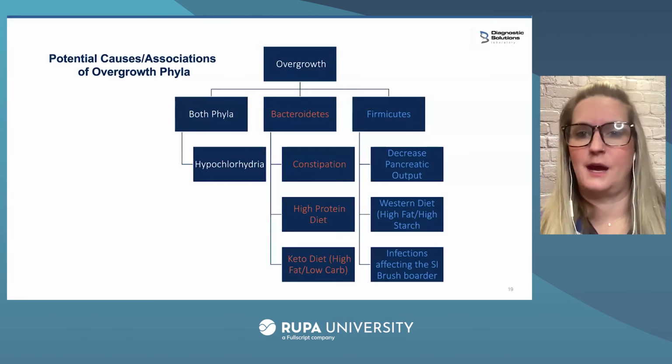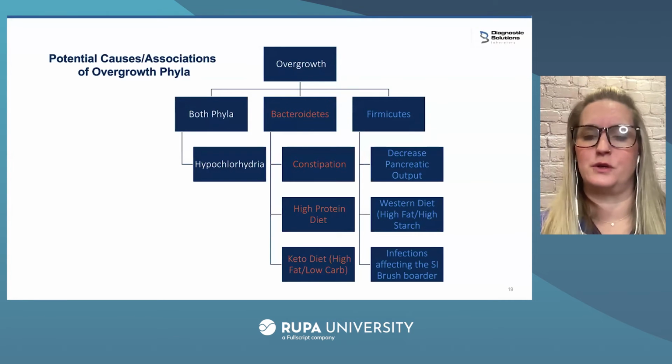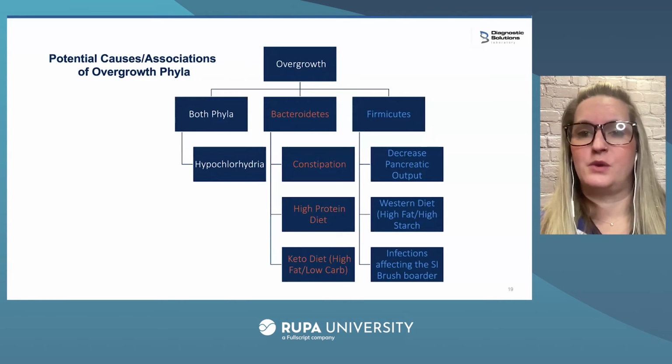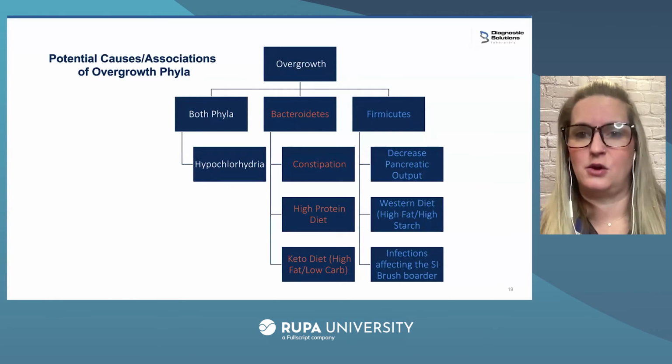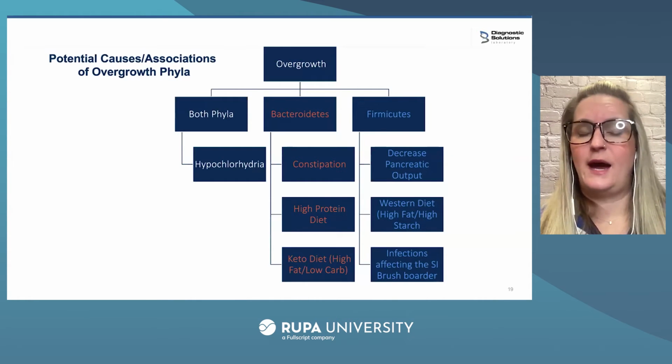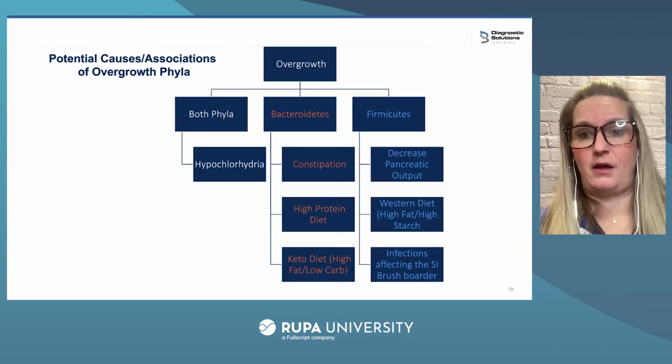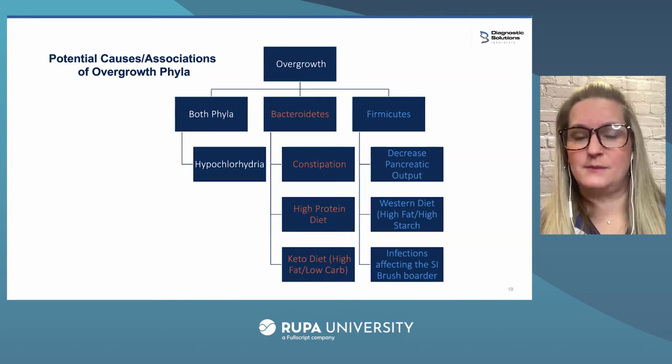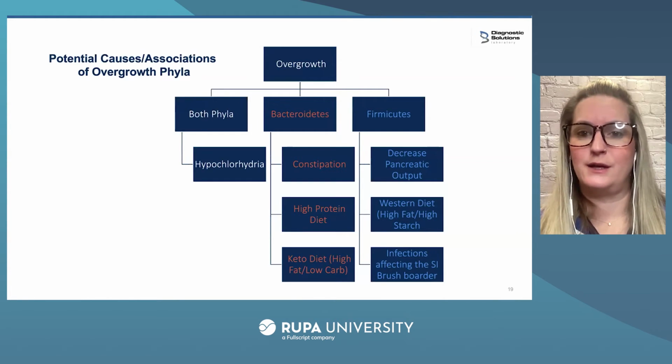I see this all the time in my pediatric patients, and I'll show you shortly. And infections that are on the brush border. So any type of pathogenic overgrowth or any type of irritant can actually increase Firmicute production. Similar with Bacteroides, I actually see this a lot in constipation as well. So if you have constipation, you could have elevated Bacteroides as well. A high protein diet, which also sometimes can lead to constipation, not always, but sometimes. Or the keto diet, high fat, low carbohydrate diet, can also increase our Bacteroides overgrowth.